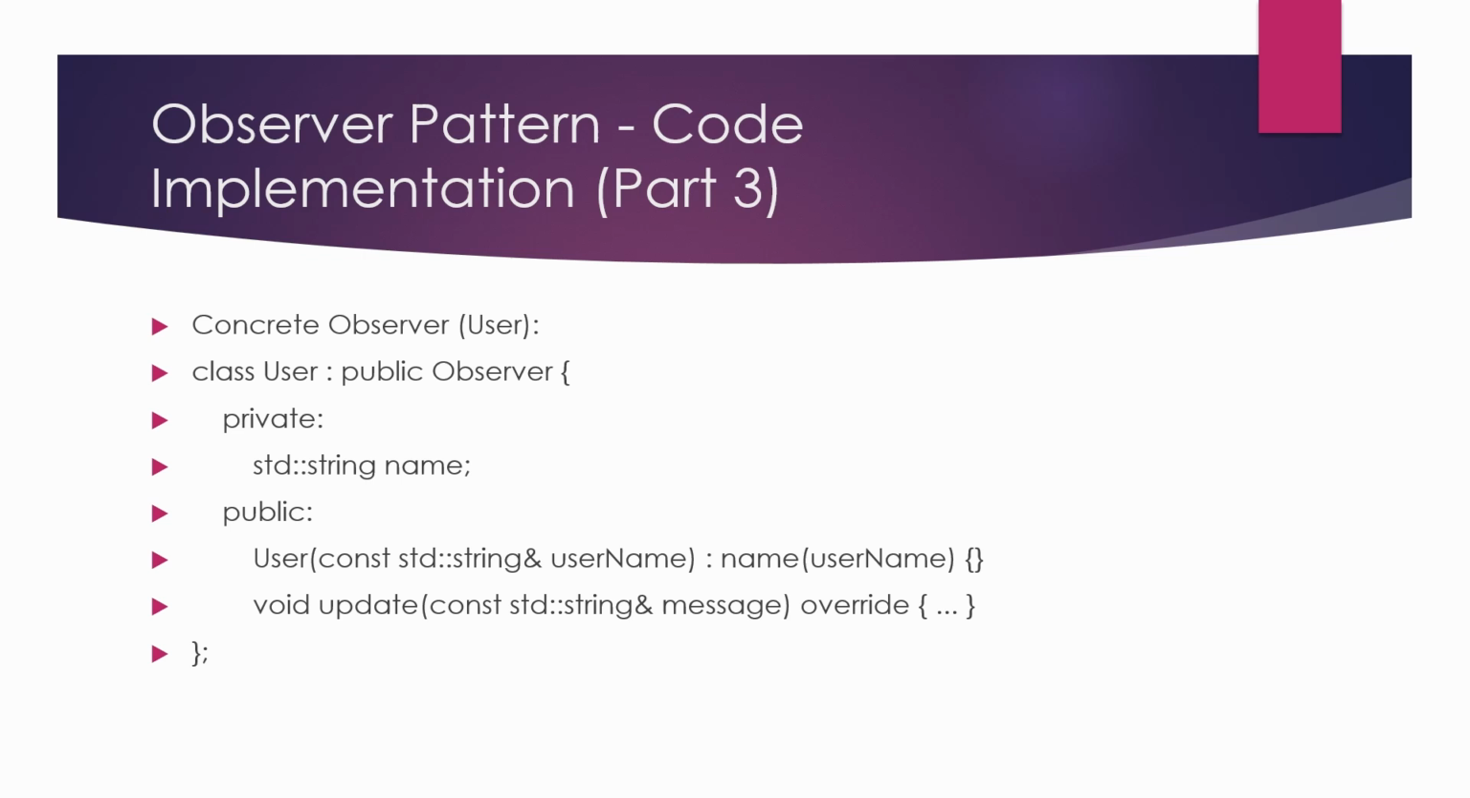Now let's look at the concrete observer class. The user class implements the observer interface and reacts to the updates by printing a message when it receives a notification. In this case, the update method displays the received message on the console.